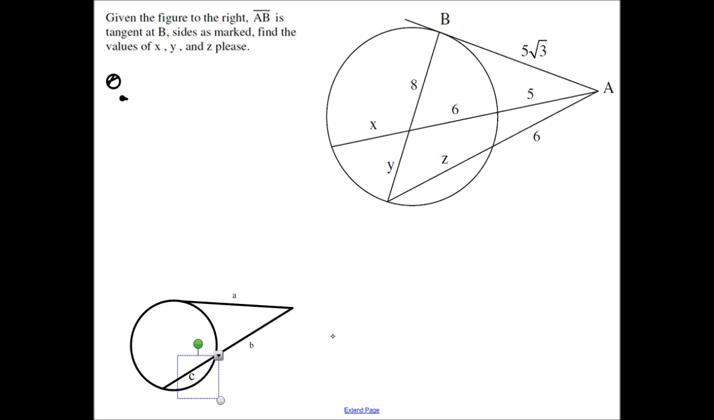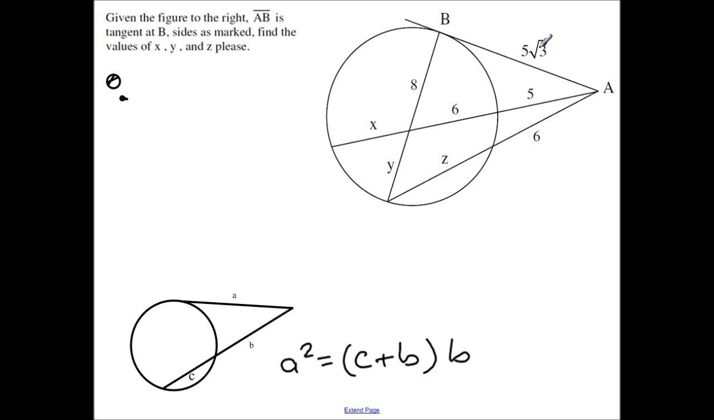So what the relationship states when you've got this tangent segment and the secant segment is A squared, right? The tangent segment squared will equal the product of the entire secant segment, so the C and B together, C plus B, times the external part here, the B. So you're going to see that that's immediately going to help me find a couple things here.